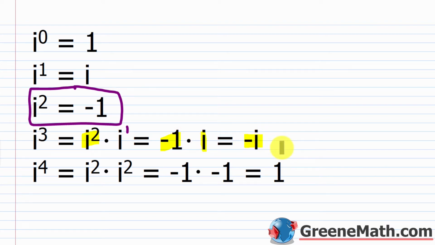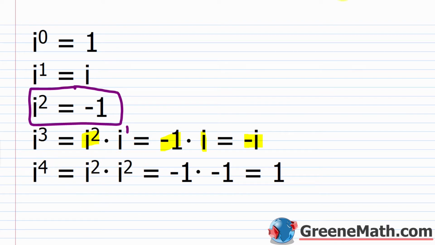Okay, so right now we know that i to the first power is i, i squared is negative 1, and i cubed is negative i. Now, what about i to the 4th power? We're going to break this up as i squared times i squared. Again, by the rules of exponents, the base i stays the same, and 2 plus 2 is 4, so nothing illegal there.